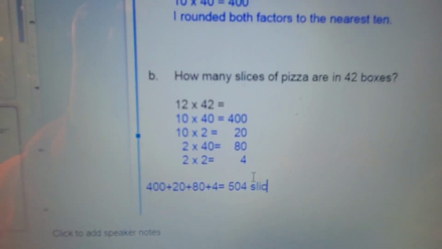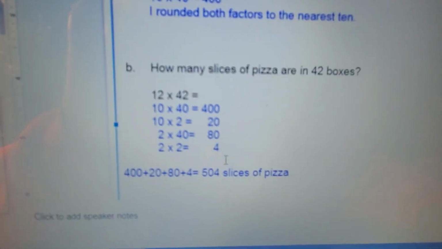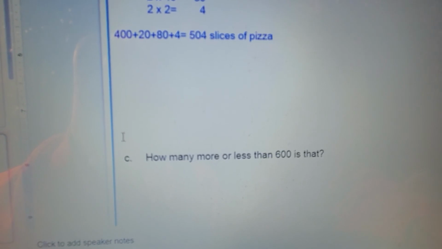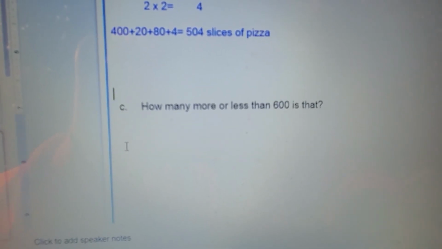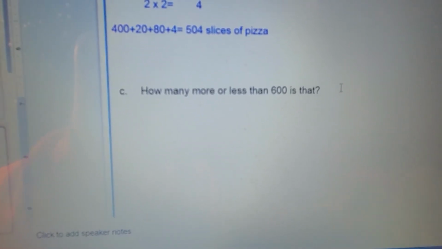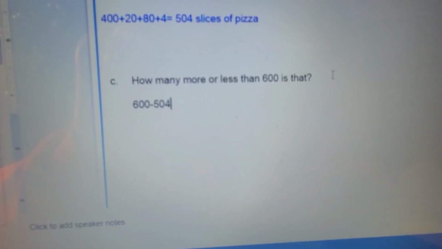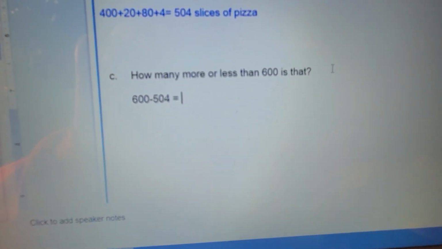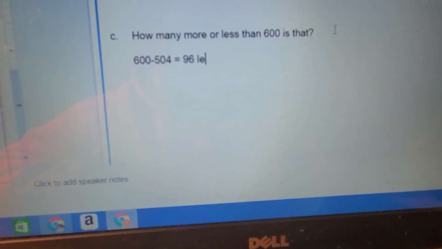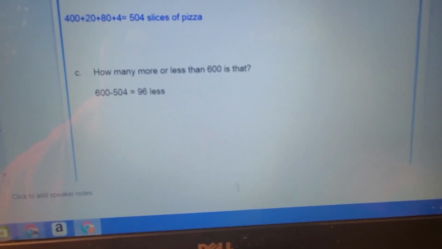slices of pizza. That seems like that's going to be short. Yep, that's not 600. I'm in trouble. Didn't buy enough boxes there. And then the last part, and if this thing slides down, guys, just bring it up here. How many more or less is that? Well, it's going to be less. Well, how much less? I subtract 600 minus 504. And then you do the math on pieces of paper, but I can do this in my head. The answer is 96 less. It's 96 less.